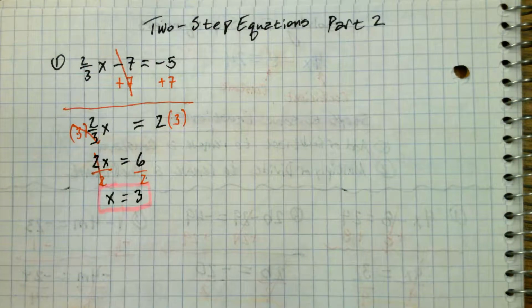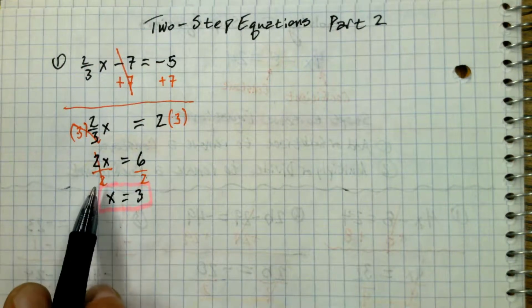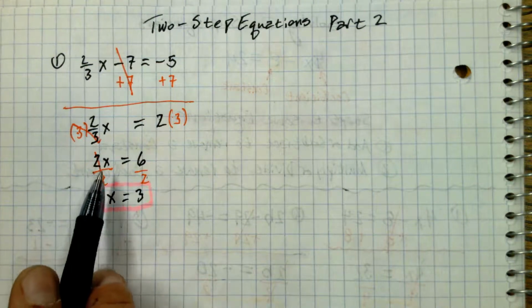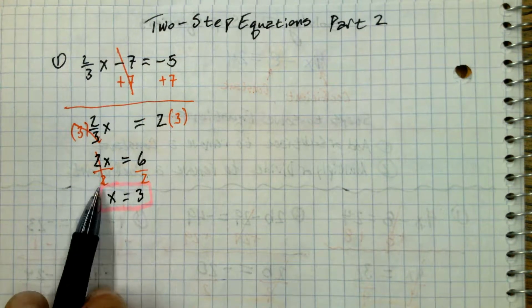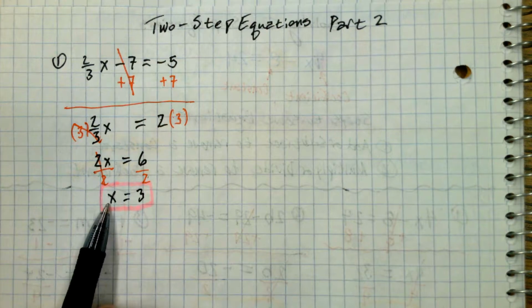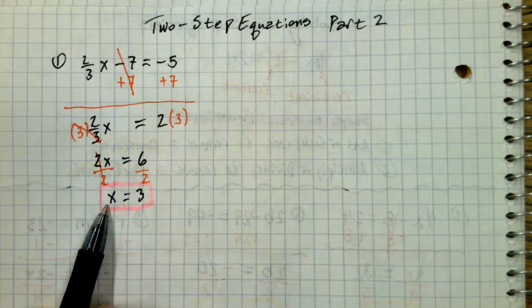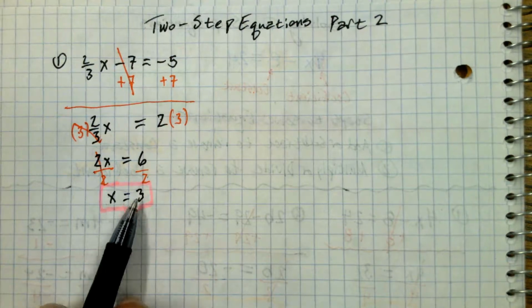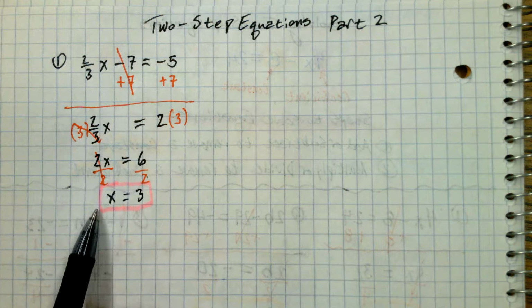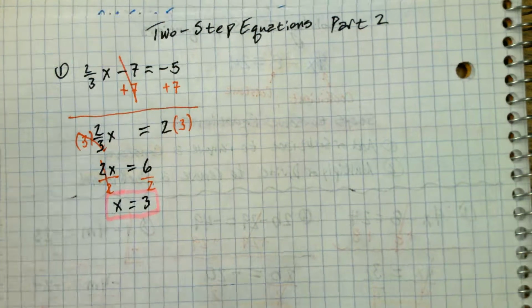Okay, how are we doing? Any questions? Yes. Why did you divide here? Because I have 2 times x. I don't want an answer of 2 times x. I always want to isolate the variable down to x. I always want the variable down to itself, and that's it. You want the variable on one side of the equal sign and the answer on the other. Okay, good question.